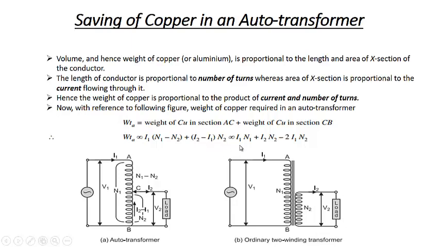Which will be proportional to I1 N1, that's multiplying this, minus I1 N2. This will be equal to I2 N2 plus, and I1 N2 minus. So this is the weight of the copper. In case of auto transformer, it will be I1 N1 plus I2 N2 minus 2 times I1 N2.